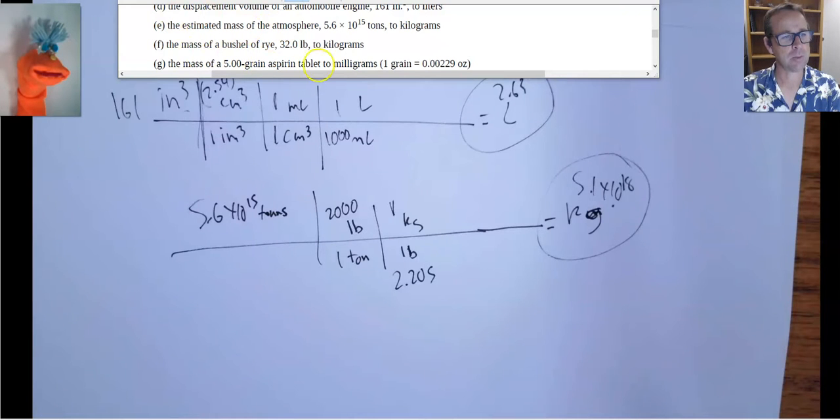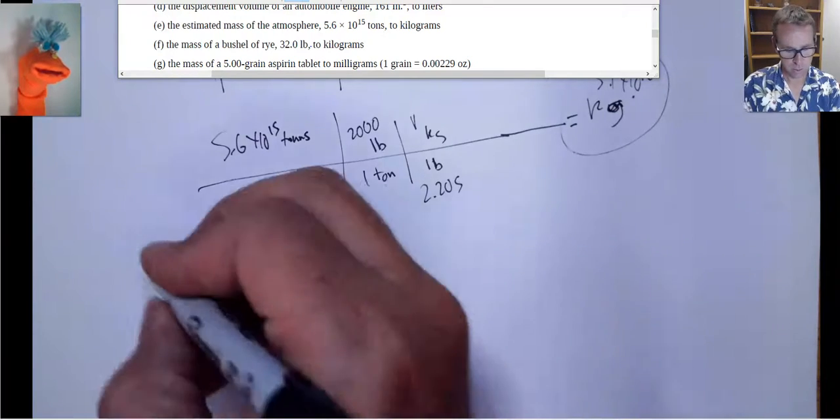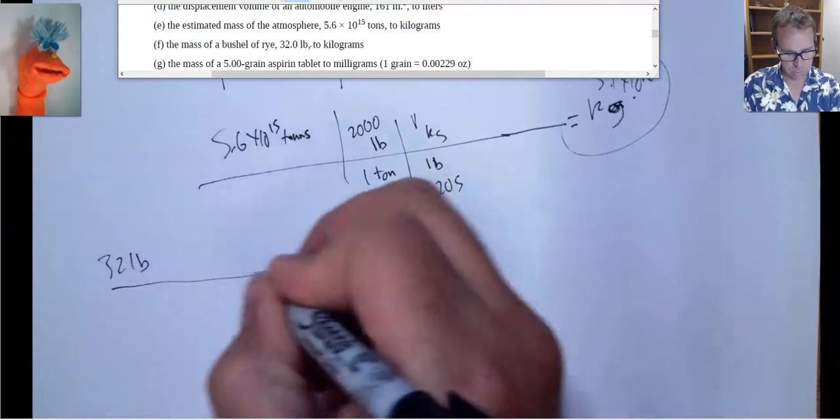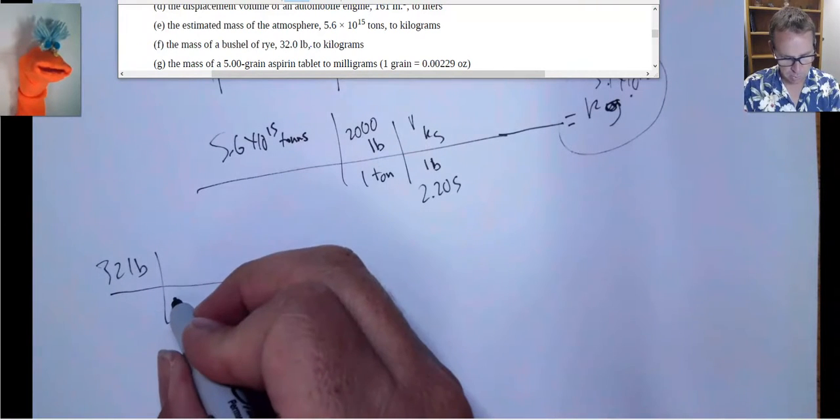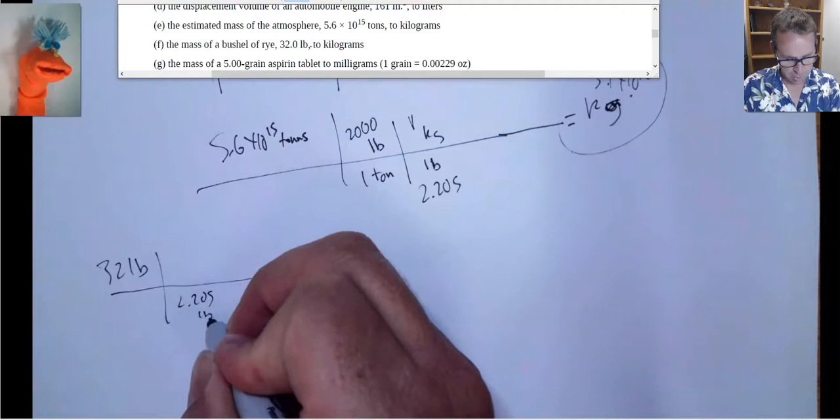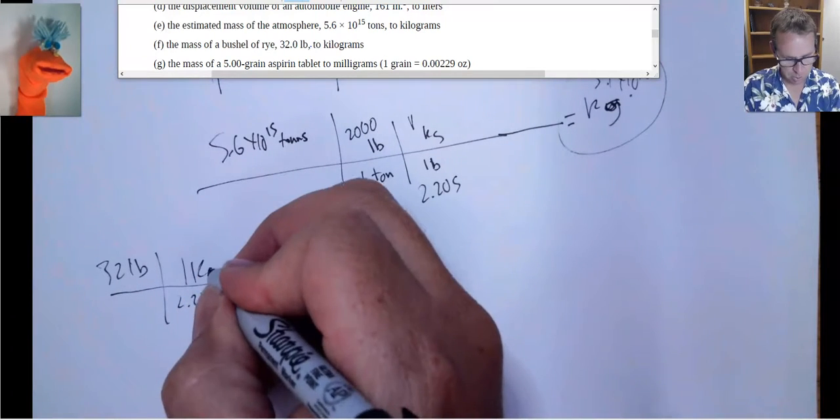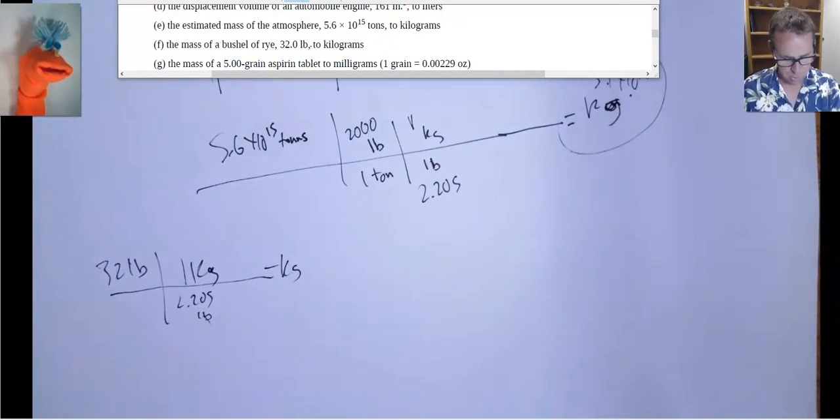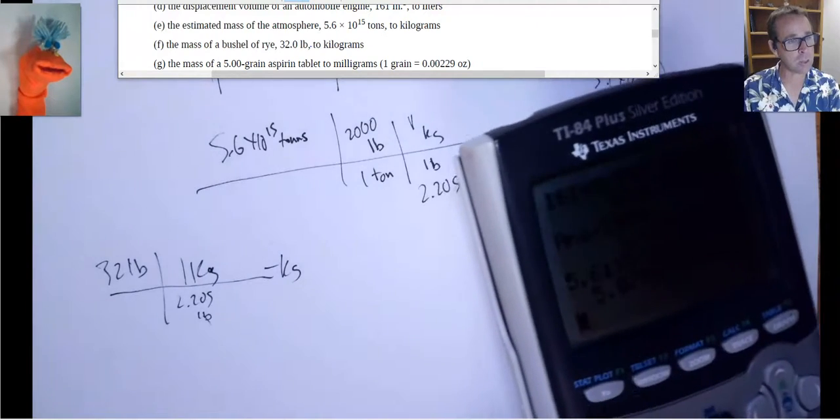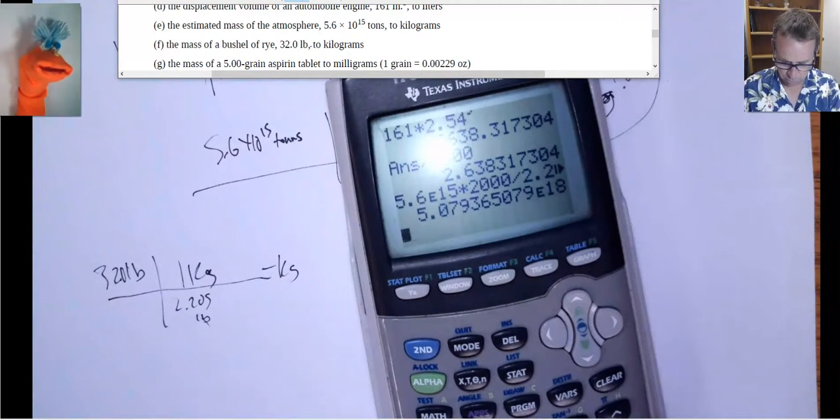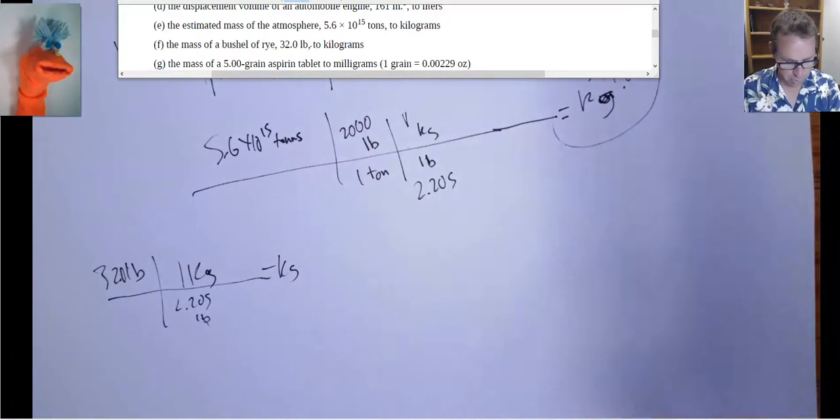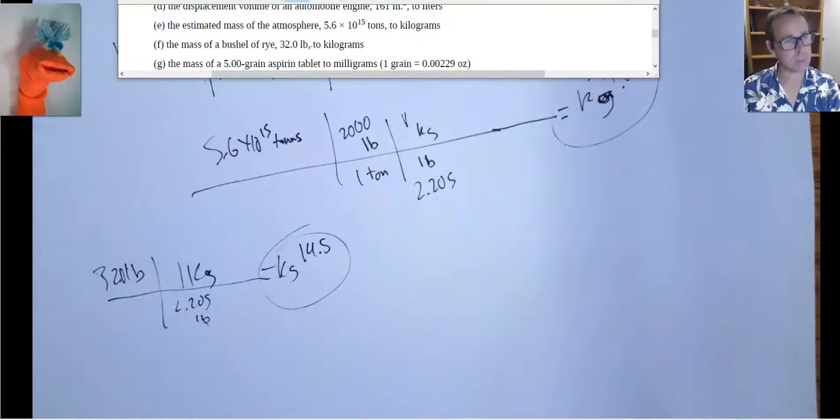All right, a bushel of rye, 32 pounds. How many kilograms? All right, 32 pounds. We're going to kilograms. We know that there are 2.205 pounds. I know pounds have to go on the bottom because they need to cancel out for every 1 kilogram. So 32.0, 3 significant digits, divided by 2.205. So we got 14.5, 3 significant digits, kilograms.